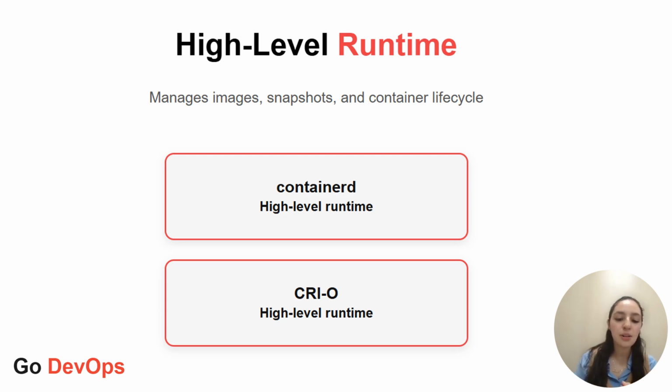So here's what they handle. They handle image management, so pulling images from registries, caching them locally, managing snapshots, container lifecycle, so creating, starting, stopping, pausing, and deleting containers. Communication layers, so providing a stable API to interact with. And we have also extensibility, so supporting plugins and or extensions for logging, monitoring, and security, making them flexible for different environments.